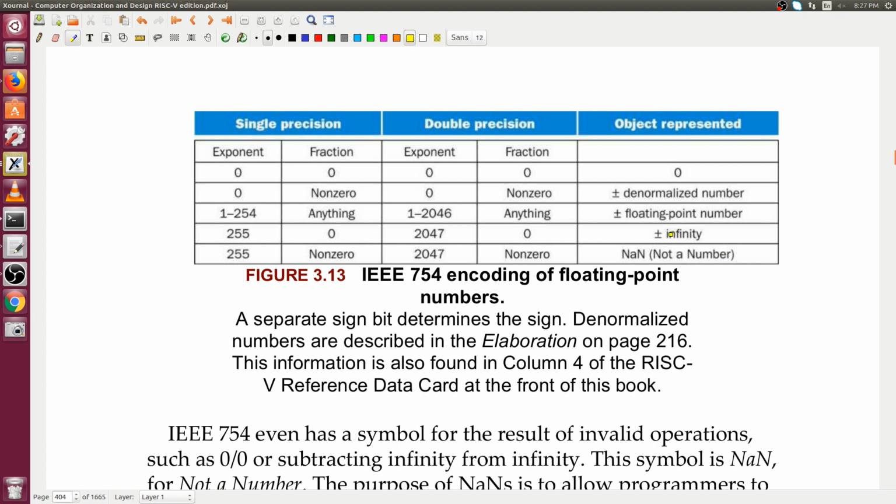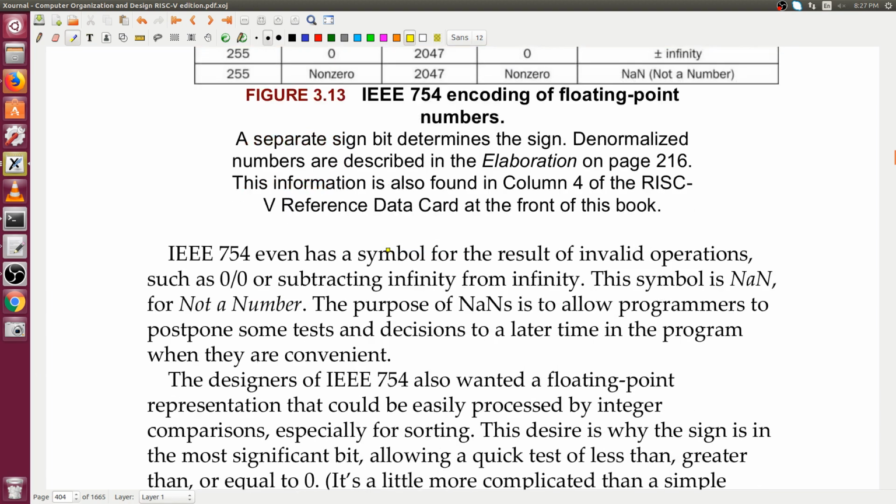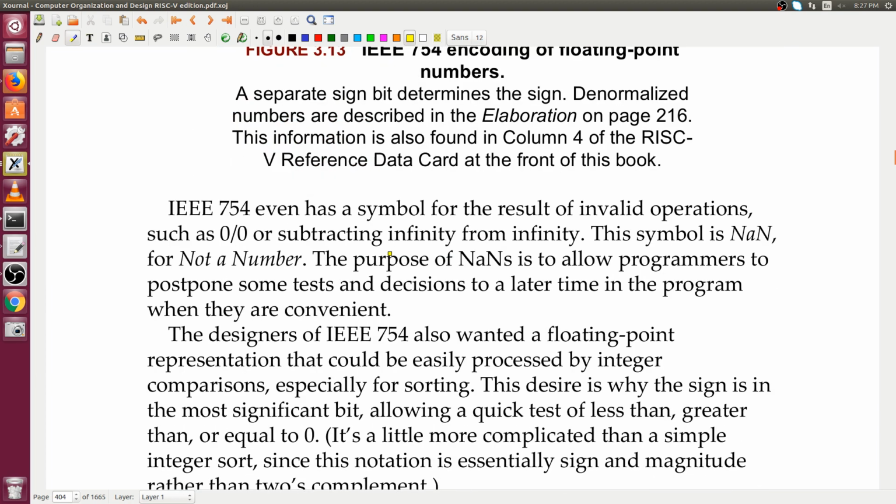That seems like a lot of wasted space, doesn't it? That seems really, really bad. Am I wrong? That seems like we're wasting so much space and so many combinations to represent not a number. Okay, let's move on from this garbage.